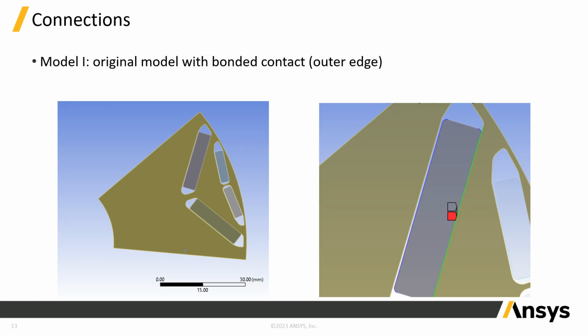For the first model, we applied the linear bonded contact between the magnet and the rotor lamination. We simply bonded the magnets with the outer edges here, because we know due to centrifugal force, the contact really happens in this region, and here there shouldn't be any tension or bonded contact at all.